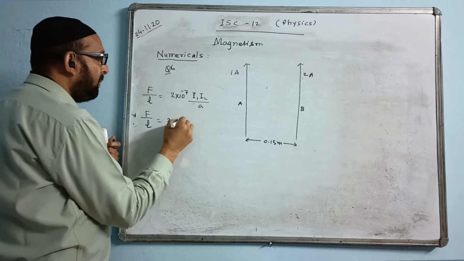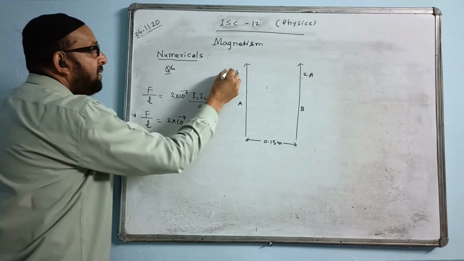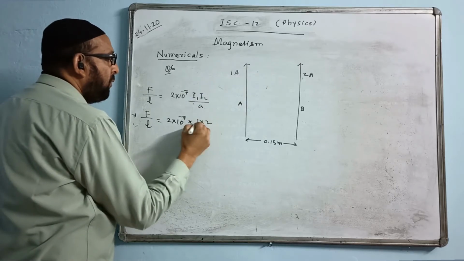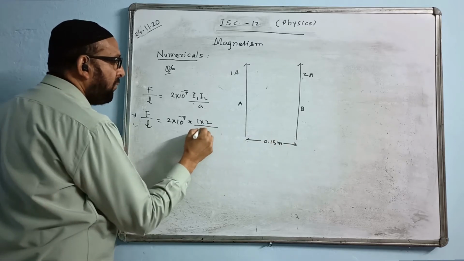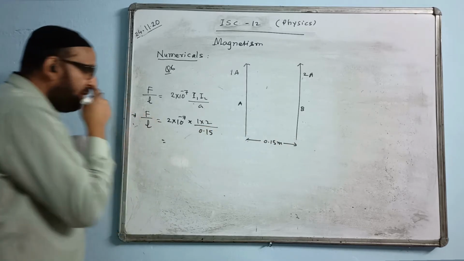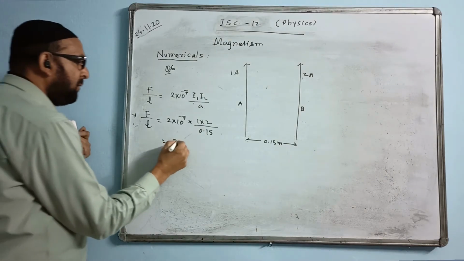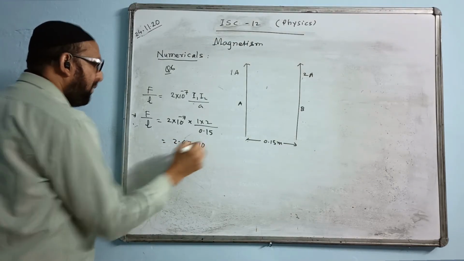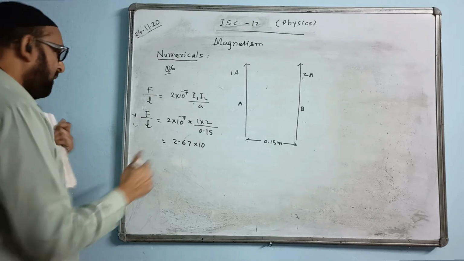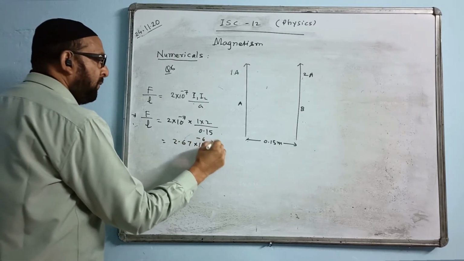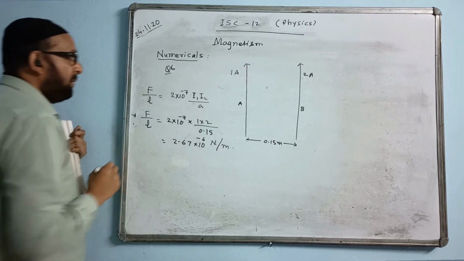So 2 into 10 to the power minus 7. I1 is 1, this is 2, right? 1 into 2. The distance between them is 0.15, and now we will find the answer. The answer is coming 2.67 into 10 to the power minus 6 Newton per meter. That is the answer.